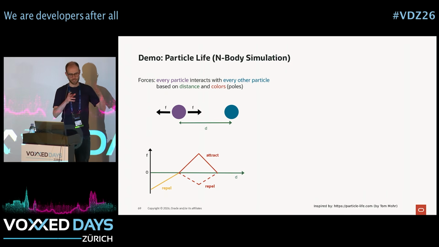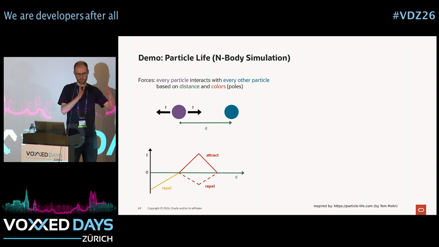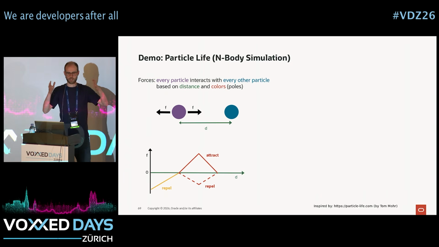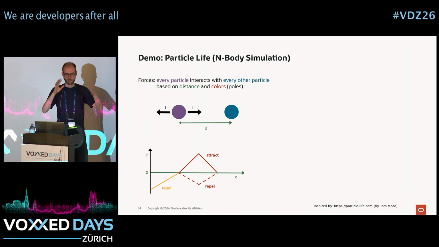So we have this function that gets applied for the distance. And so if 2 particles are very close, they repel each other. And if they're in a medium distance, they either attract or repel each other depending on the pairs of colors, right? If they like or dislike each other.